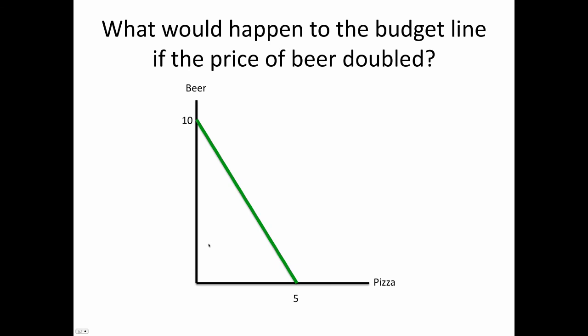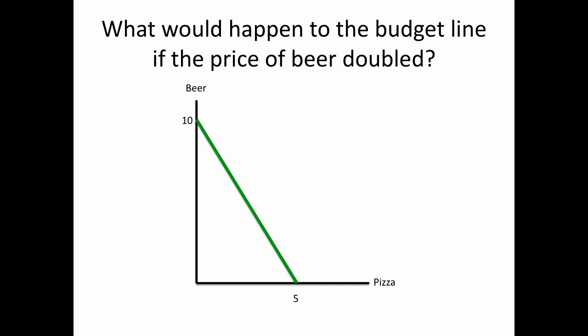We can also think about what would happen to the budget line if the price of the different goods changed. So for instance, what do you think might happen if the price of beer doubled and I had $20 to spend? Well, this is very much like what we saw would happen to the position of the isocost line if the price of an input changed, in particular if the price of an input increased.